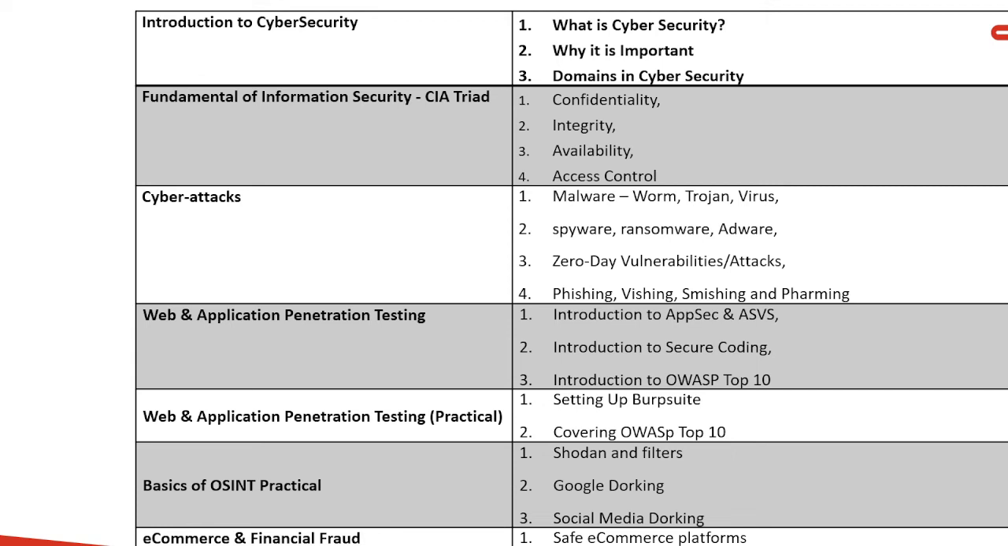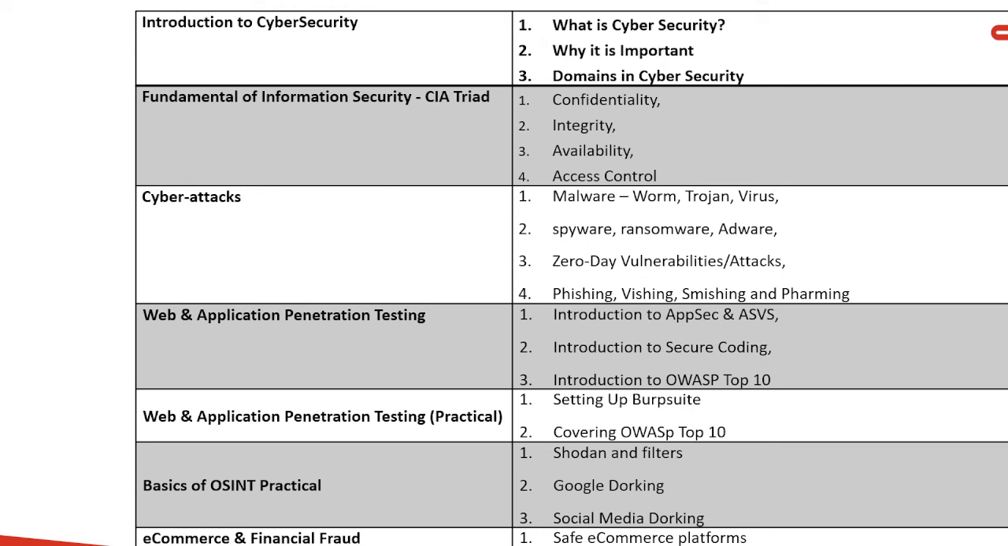Then the next topic which I have taken for this internship is basics of OSINT tools. Now, I hope this is a little new term for most of you. OSINT tools are known as open source intelligence tools. The meaning of these tools is that they basically help us in digging and deep diving into the data, like when we want to uncover the data.